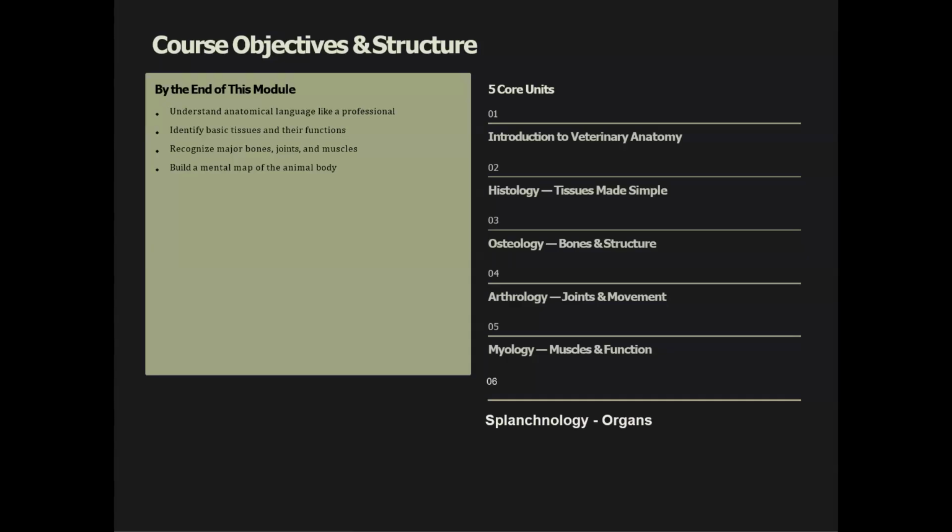Now, we will learn how to see the animal body clearly, from understanding anatomical language and tissues to bones, joints, muscles, and all the internal organs, and be able to apply it in the veterinary field. This is what we're going to go through throughout this course. So, welcome once again to Haelsoft EdTech, and let's begin our journey into the foundations of veterinary anatomy.